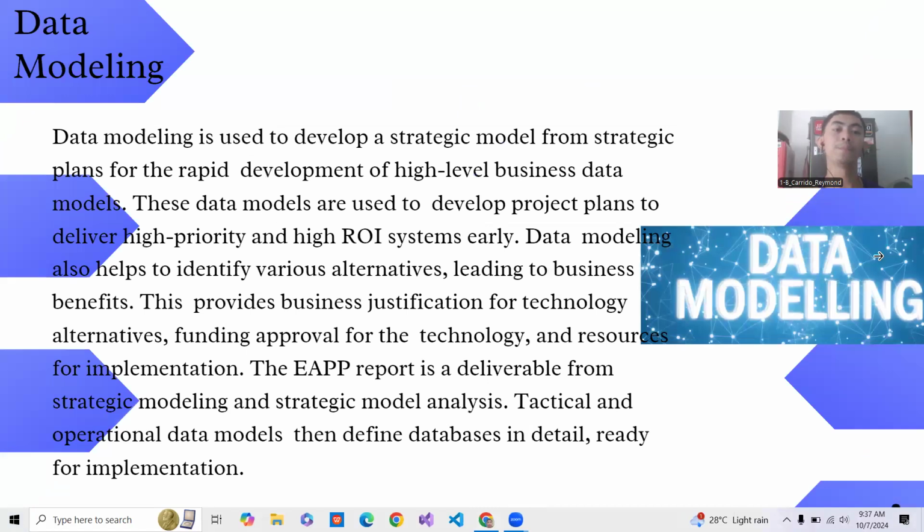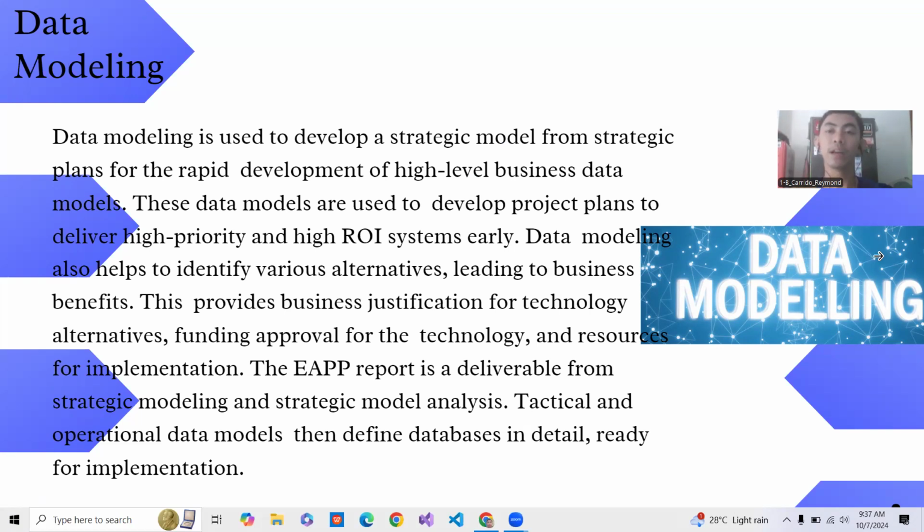So, data modeling is used to develop a strategic model from strategic plans for the rapid development of high-level business data models. These data models are used to develop project plans to deliver high priority and high ROI systems early. Data modeling also helps to identify various alternatives leading to business benefits. This provides business justification for technology, alternatives, funding approval for the technology, and resources for implementation.